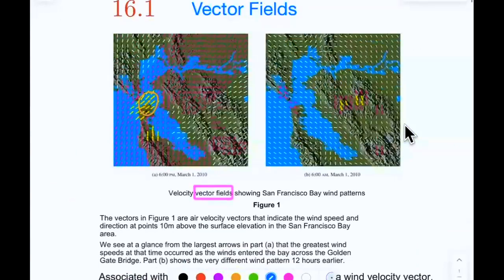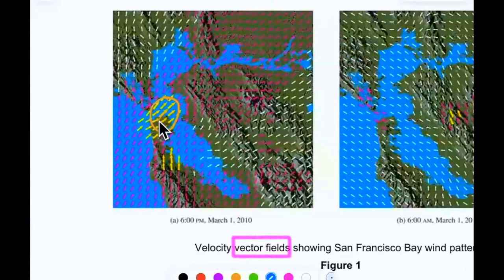So go back to this, you see that for every point on the square here, it assigns a vector, right? And the vector here is a two-dimensional vector. Okay? Every point has an arrow associated with that point.